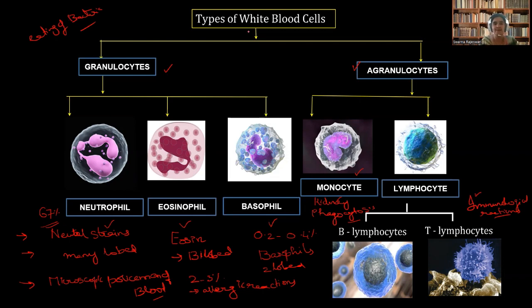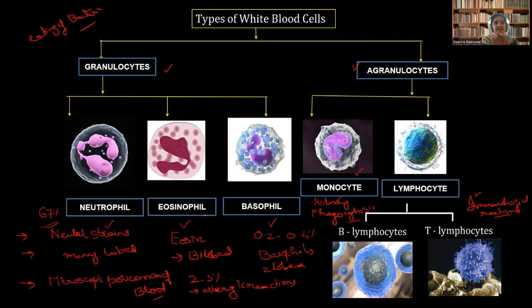So again I will be repeating. When we see the white blood cells, there are mainly two types: granulocytes as well as agranulocytes, depending upon the granules present in the cytoplasm. The granulocytes are of three types: neutrophils, eosinophils, and basophils. Neutrophils form about 67% of the total WBC. They stain with neutral stains, their nucleus is many lobed, and they are called microscopic policemen of blood.